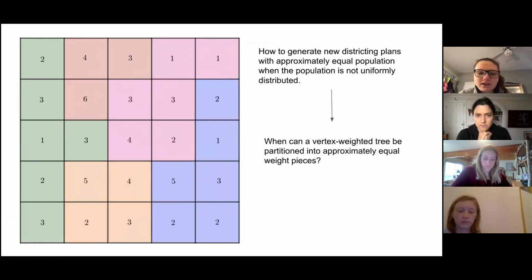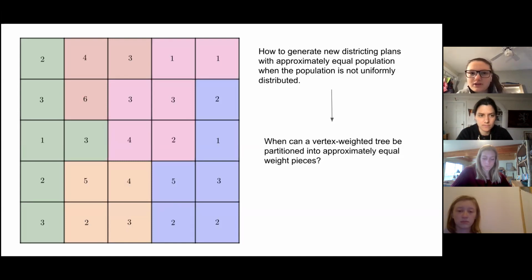And the other problem actually comes from when you apply this to real world data as opposed to just a grid. We are looking to resplit the tree into 2 districts that have equal population, but not necessarily equal area, because districts aren't really concerned with area. They're more concerned about equal population.